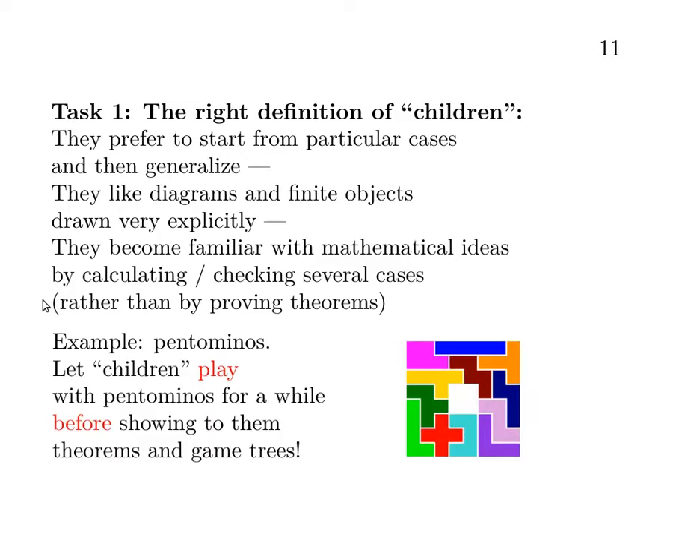For example, if we give a child a box with pentominoes like this, and we drop all the pentominoes on the table, the first thing the child is going to do is play with the pentominoes for a while, to try to find a way to tile the box again. For them, it is much more natural to play with these objects for a while before trying to prove theorems about strategies for finding tilings and discussing game trees.